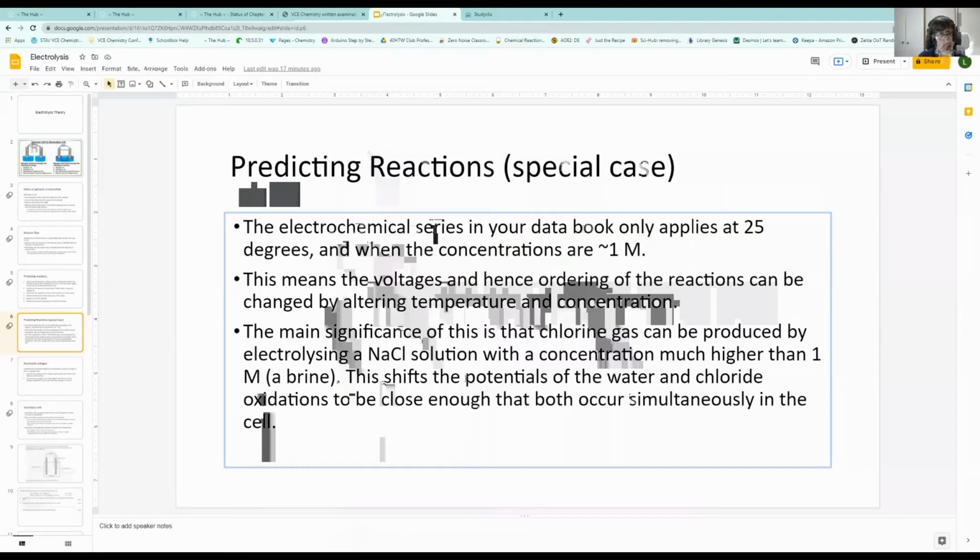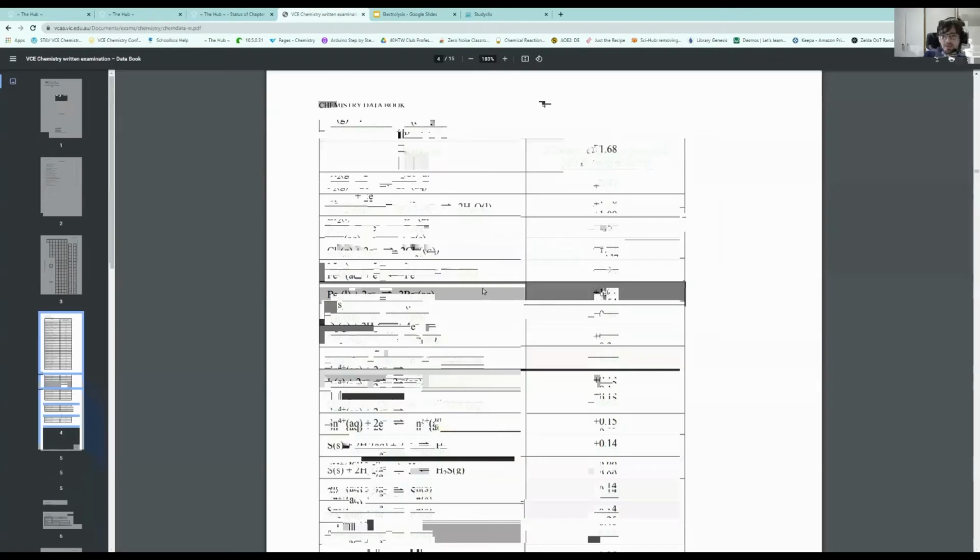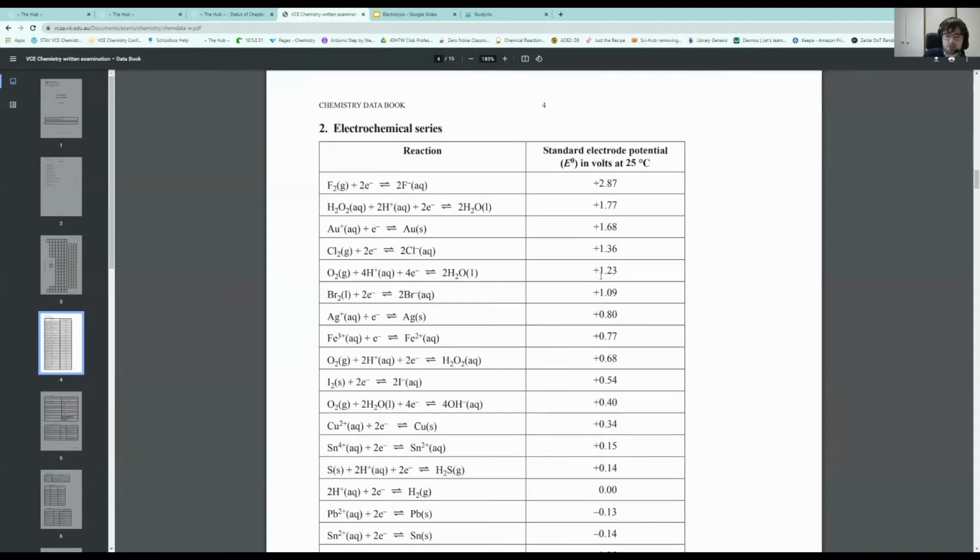And the main time that this is going to show up is that if you have a sodium chloride solution, as you increase the concentration of the sodium chloride solution, so increasing the concentration of the chloride here, it will bring the voltage down to closer to this value here. When the voltage is pretty close to the water, you might get both reactions happening at the same time. And therefore you'll get the production of chlorine because you have this chloride being oxidized to chlorine gas. So that's one way that you can make chlorine gas.